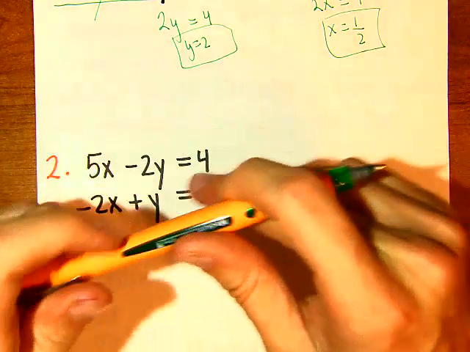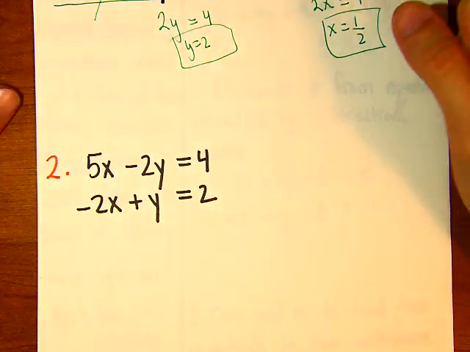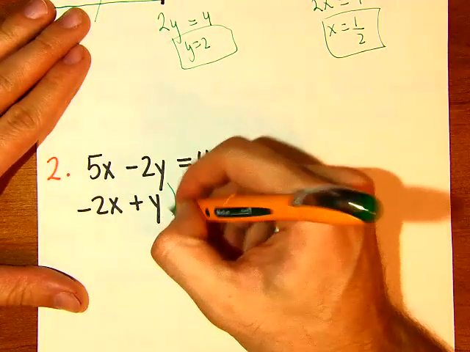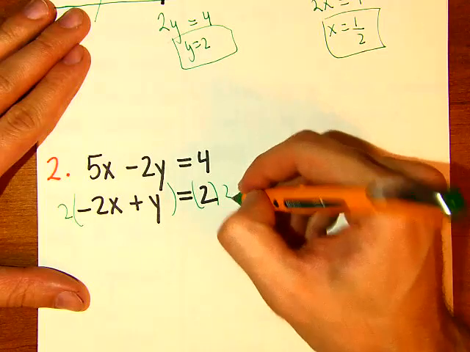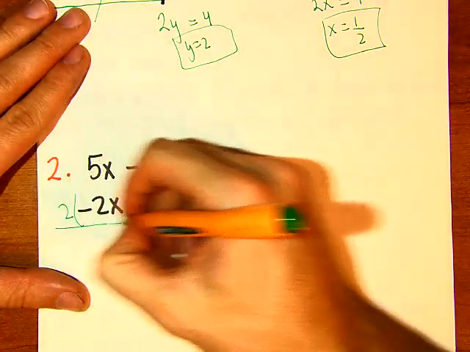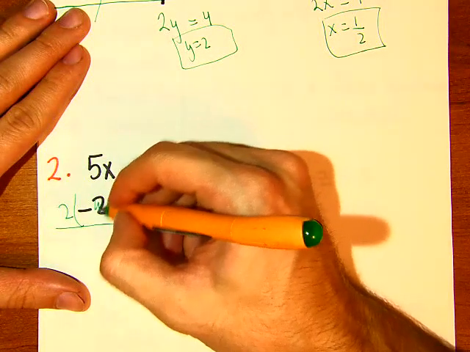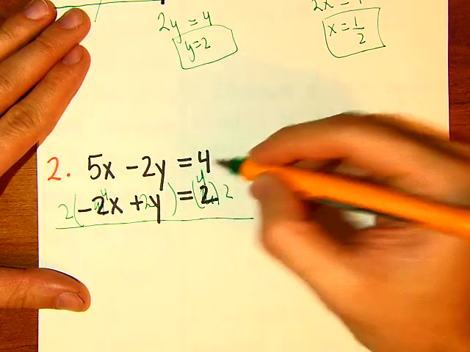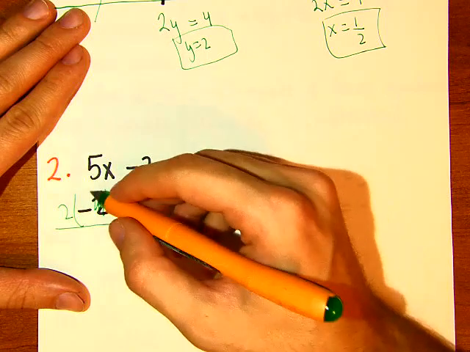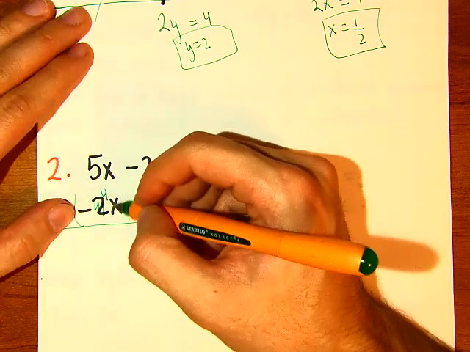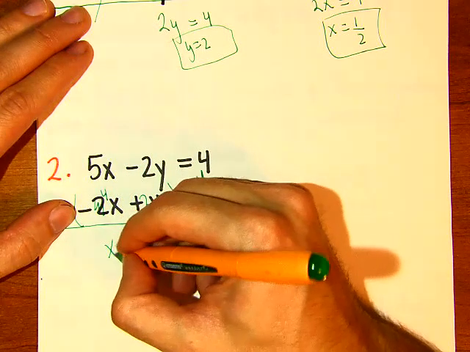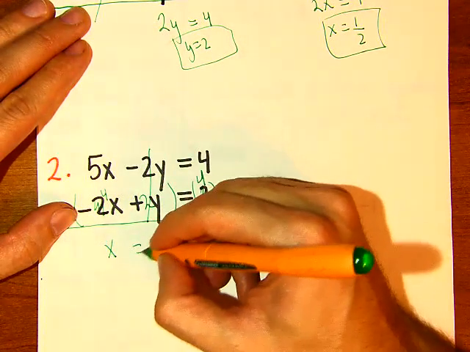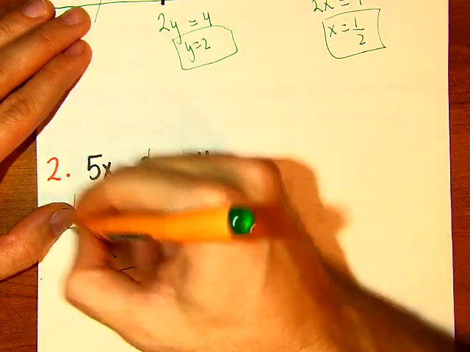Second one. What would be the strategy? I would eliminate this y here. Just multiplying this whole thing by 2 and multiplying this by 2, you get 2y and these cancel. So this becomes a minus 4x, this becomes plus 2y, and this becomes a 4. So 5x minus 4x, this becomes x. 2y, negative 2y, this cancels, this becomes 8. So x is equal to 8.